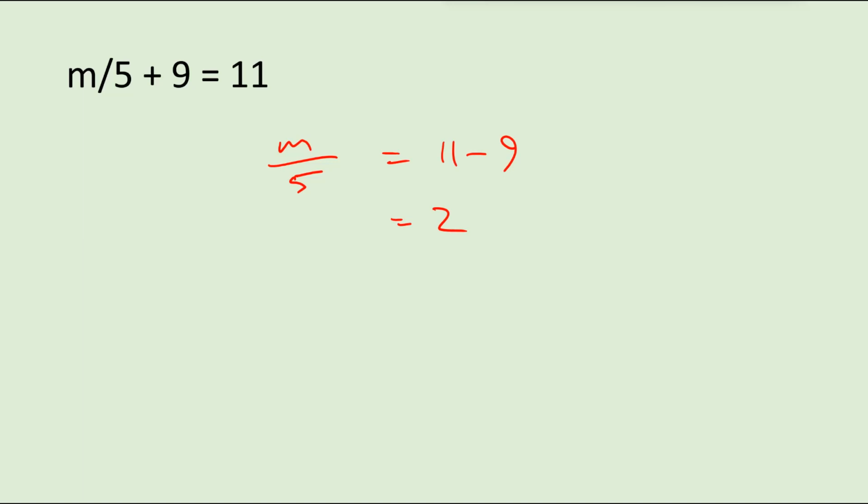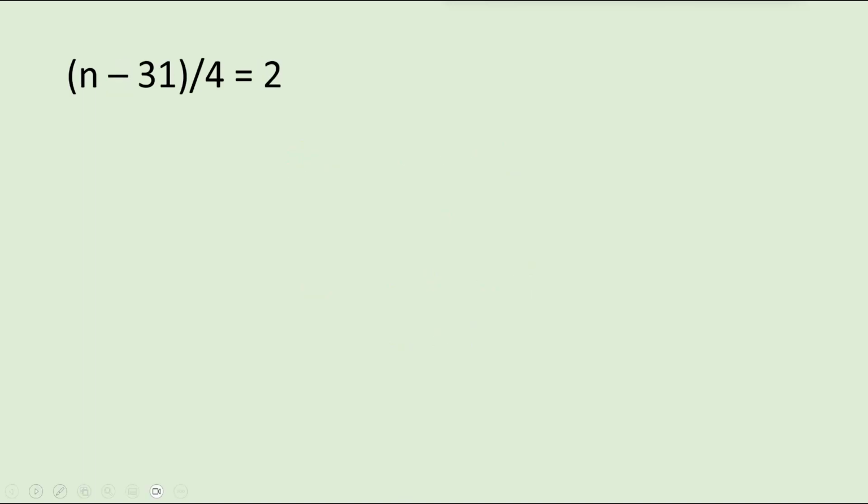Now we can get rid of that divided by 5. Throw that 5 across the other side of the equals. It will become a times 5. So m equals 2 times 5, and that is, of course, equal to 10. So m equals 10.